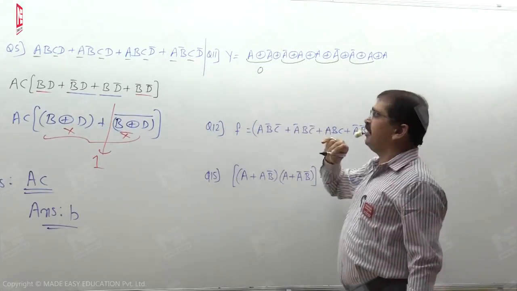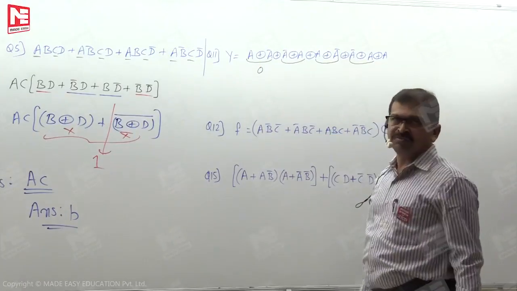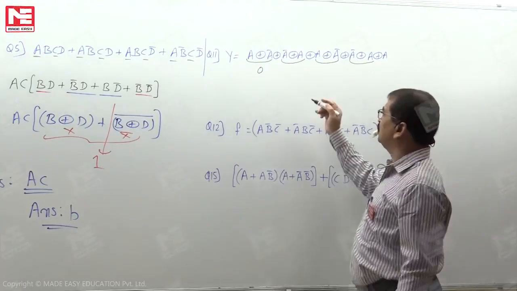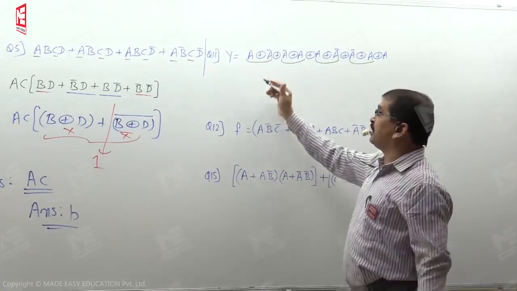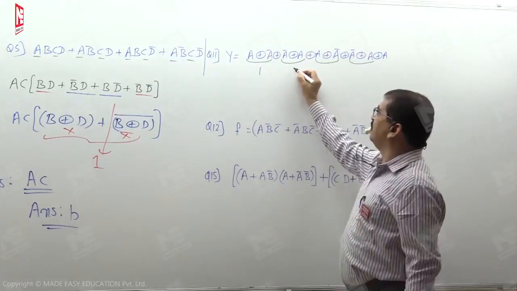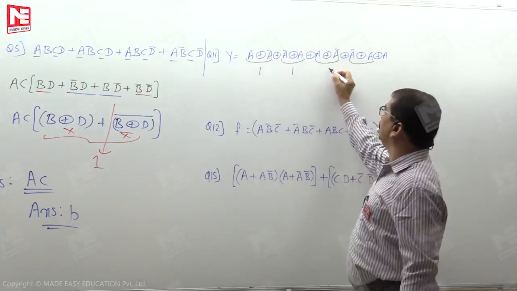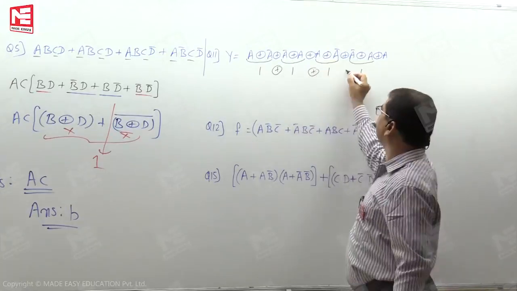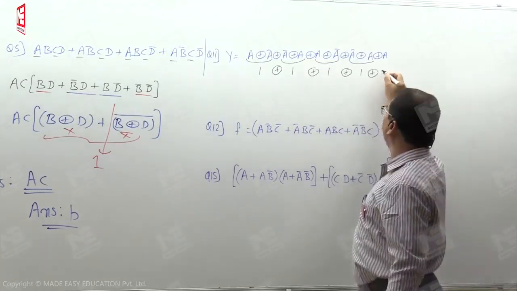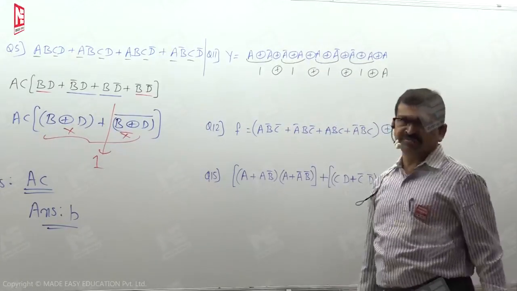A exclusive or A is 0. Whenever A and B are the same, its XOR result is 0. Sorry, A exclusive or A bar is 1. So based on this, it is 1, it is 1, it is 1. So we are looking at the modified expression like this.